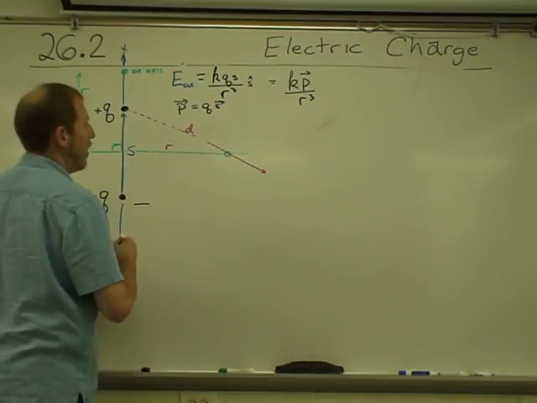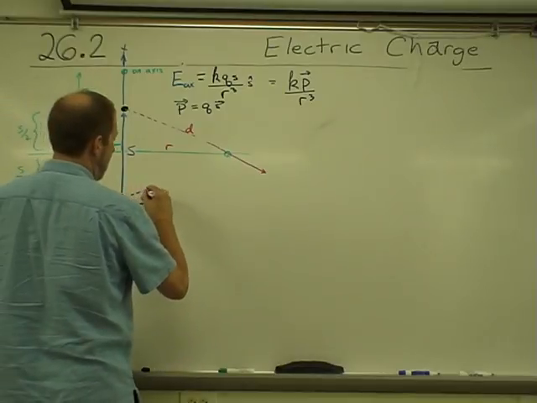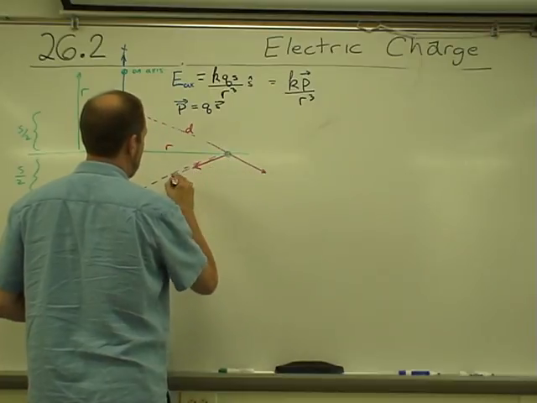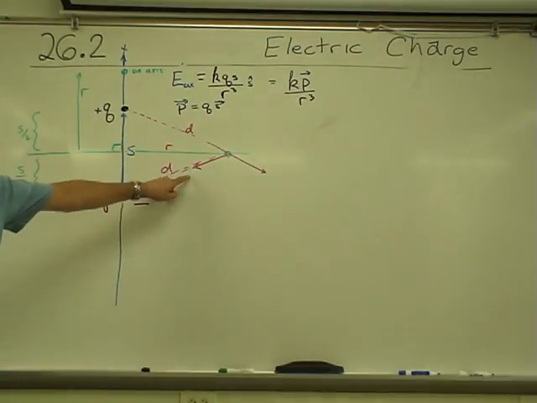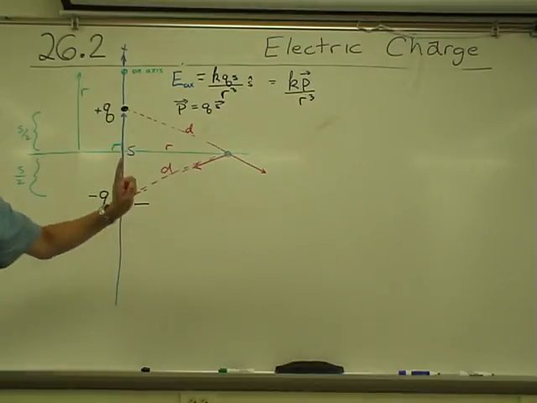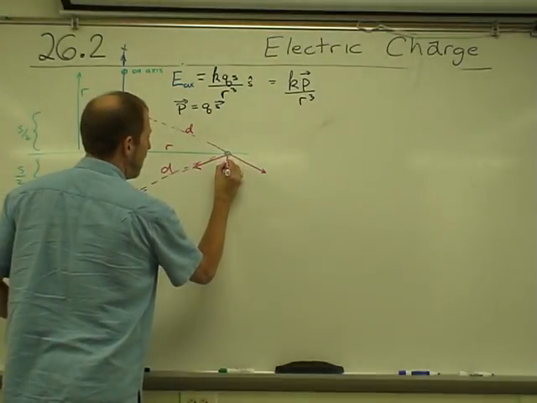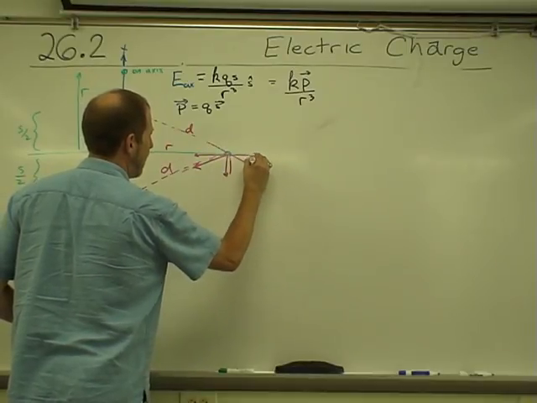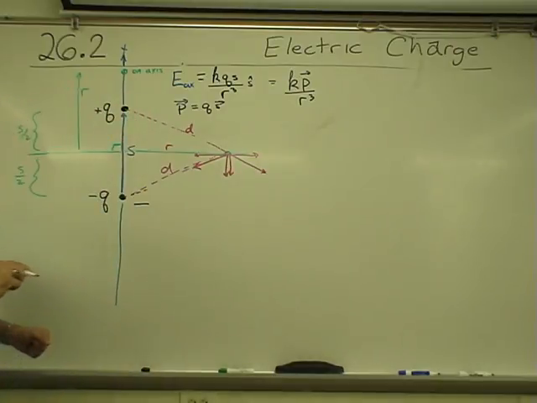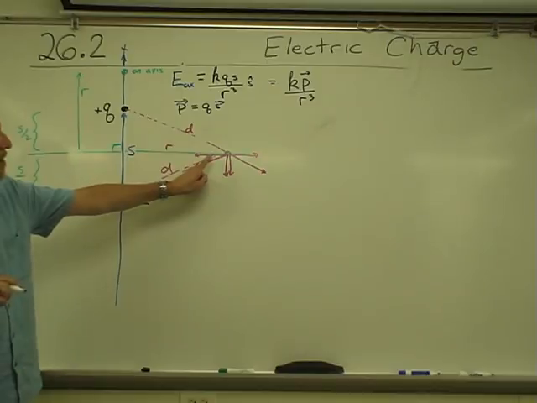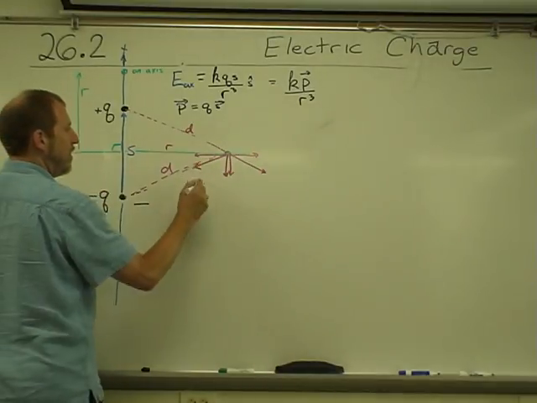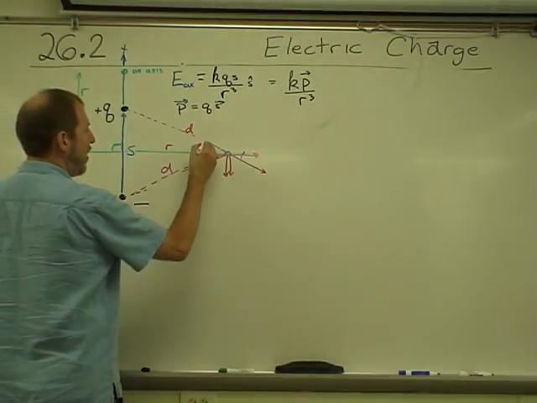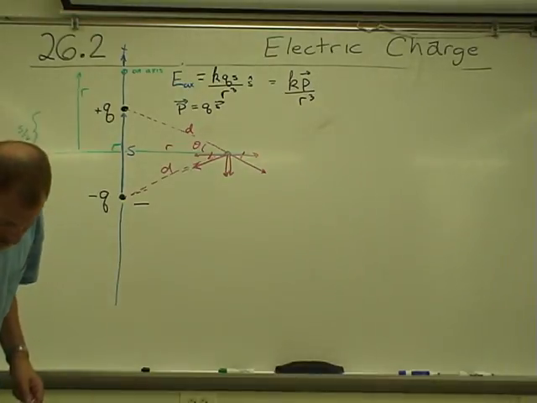But if I'm looking at some point on axis, then I've got that electric field some distance d away, and then the electric field due to the negative charge will also be the same distance away but in a different direction. Now, one thing we should be able to see here is that if I break these into x and y components, or parallel and perpendicular components, the two components in this bisecting plane cancel each other out.